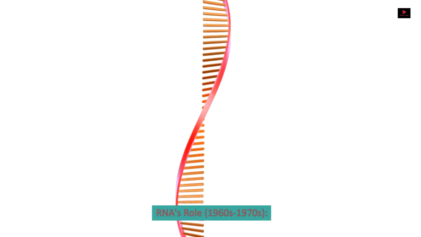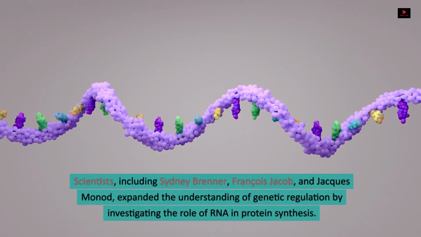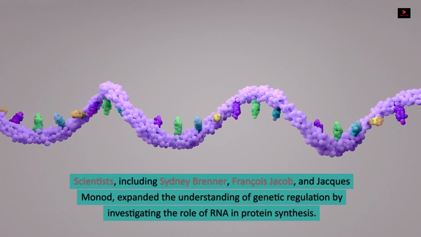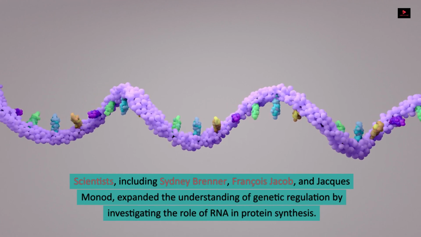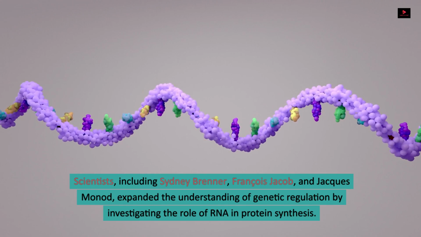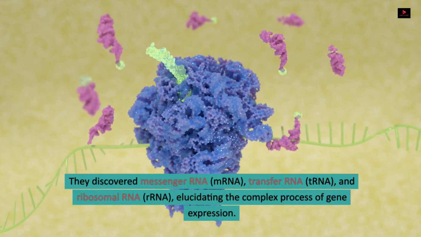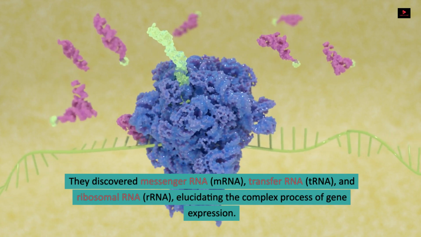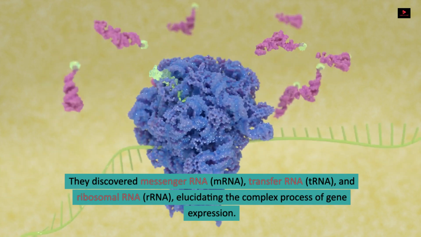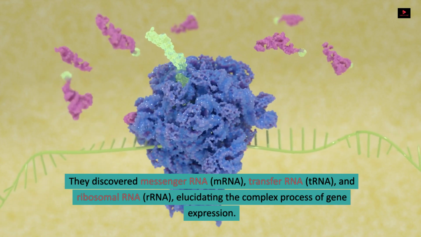RNA's role, 1960s-1970s. Scientists, including Sidney Brenner, François Jacob, and Jacques Monod, expanded the understanding of genetic regulation by investigating the role of RNA in protein synthesis. They discovered messenger RNA, mRNA, transfer RNA, tRNA, and ribosomal RNA, rRNA, elucidating the complex process of gene expression.